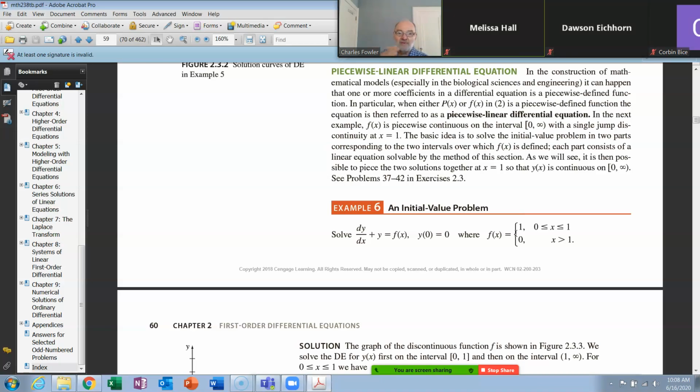In the next example, we're going to let the right-hand side, the f of x, be a piecewise function. The basic idea is to solve the initial value problem in two parts, one part for the first condition and one part for the second condition, and see if the twain do meet. If at the point of transition, in this case x equals 1, they line up, then you're in good shape.